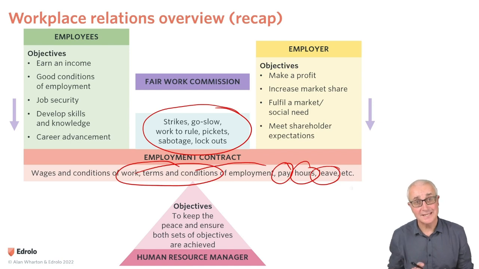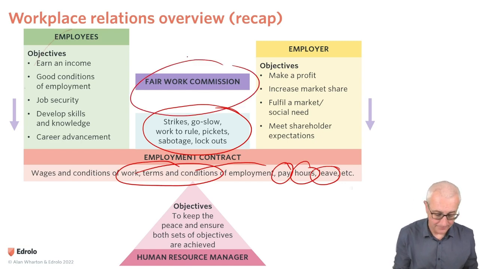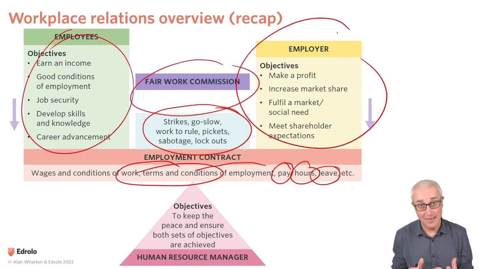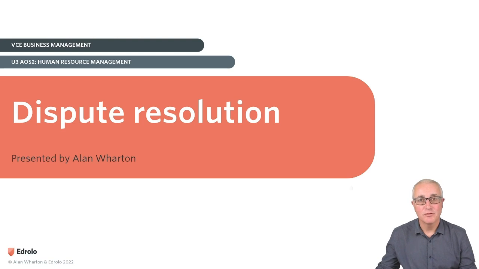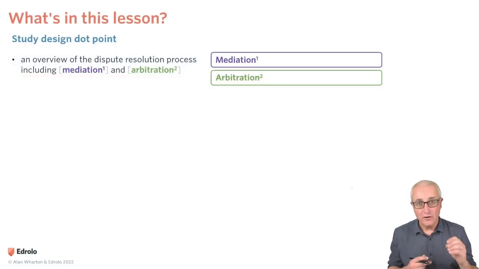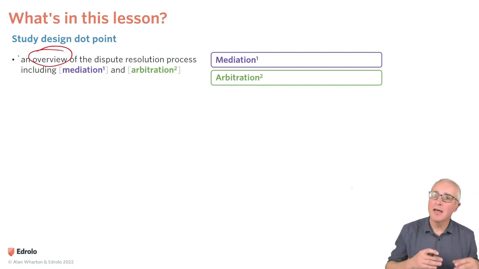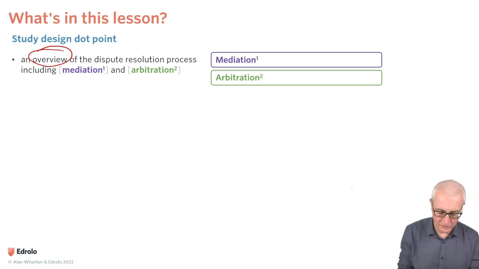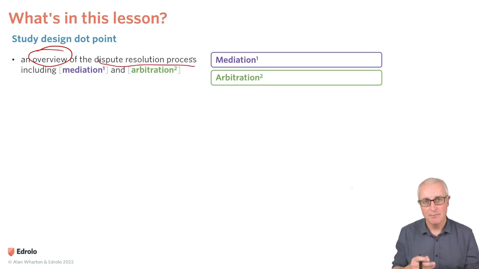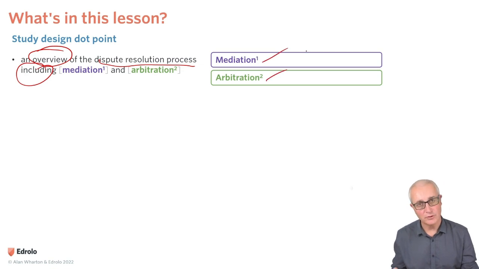So all of this is now coming together. Today we're going to focus on dispute resolution and how all of these components come into play together. So welcome to our lesson on dispute resolution. And our final dot point here for the study design for this area study is about an overview. We're only required to have an understanding of an overview of the dispute resolution process. But two specific things we've got to include are mediation and arbitration.